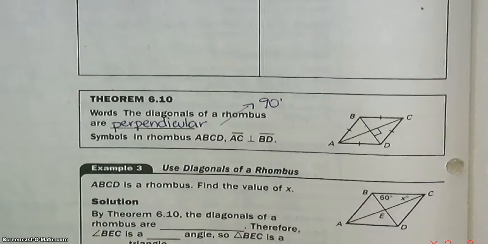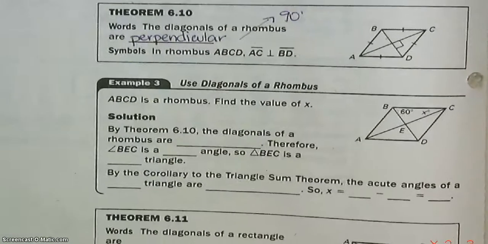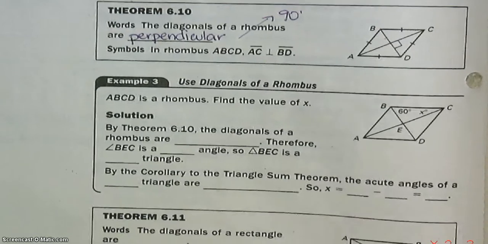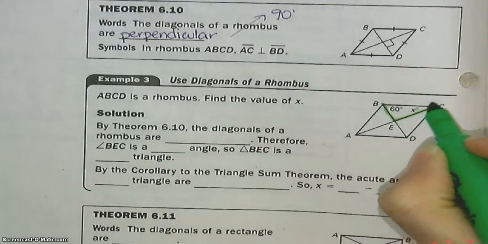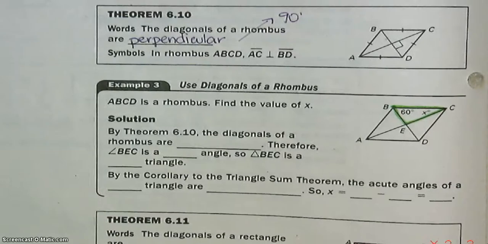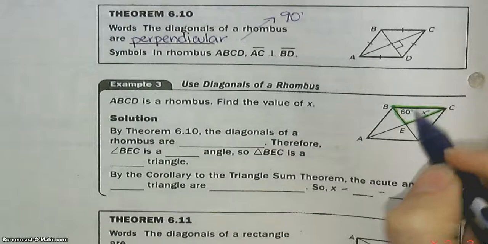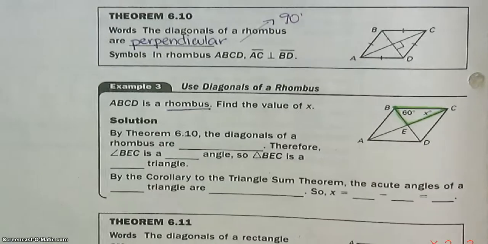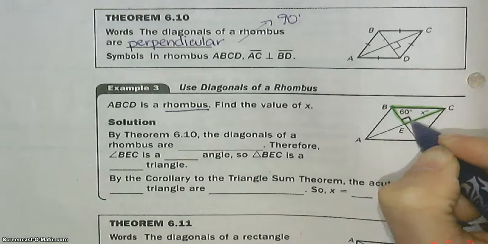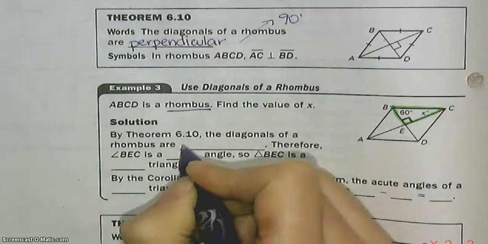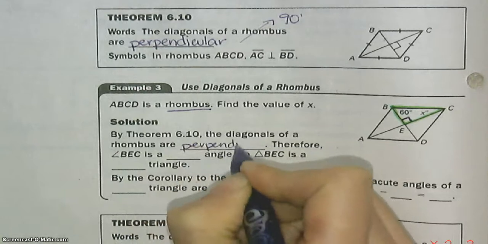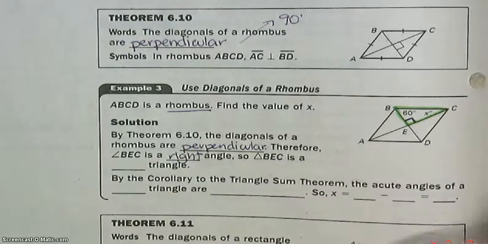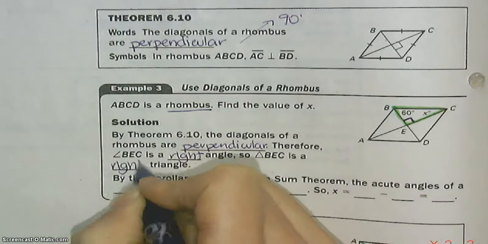So here's an example where we have to use that. Find the value of x. Well, I want you to look really closely at this triangle. Hopefully you remember how many degrees in a triangle. There's 180 degrees in a triangle, and we just learned that these lines in a rhombus, and this is a rhombus, make a right angle. So I want you to put a right angle in there. The diagonals are perpendicular. Therefore, it's a right angle, which makes it a right triangle.